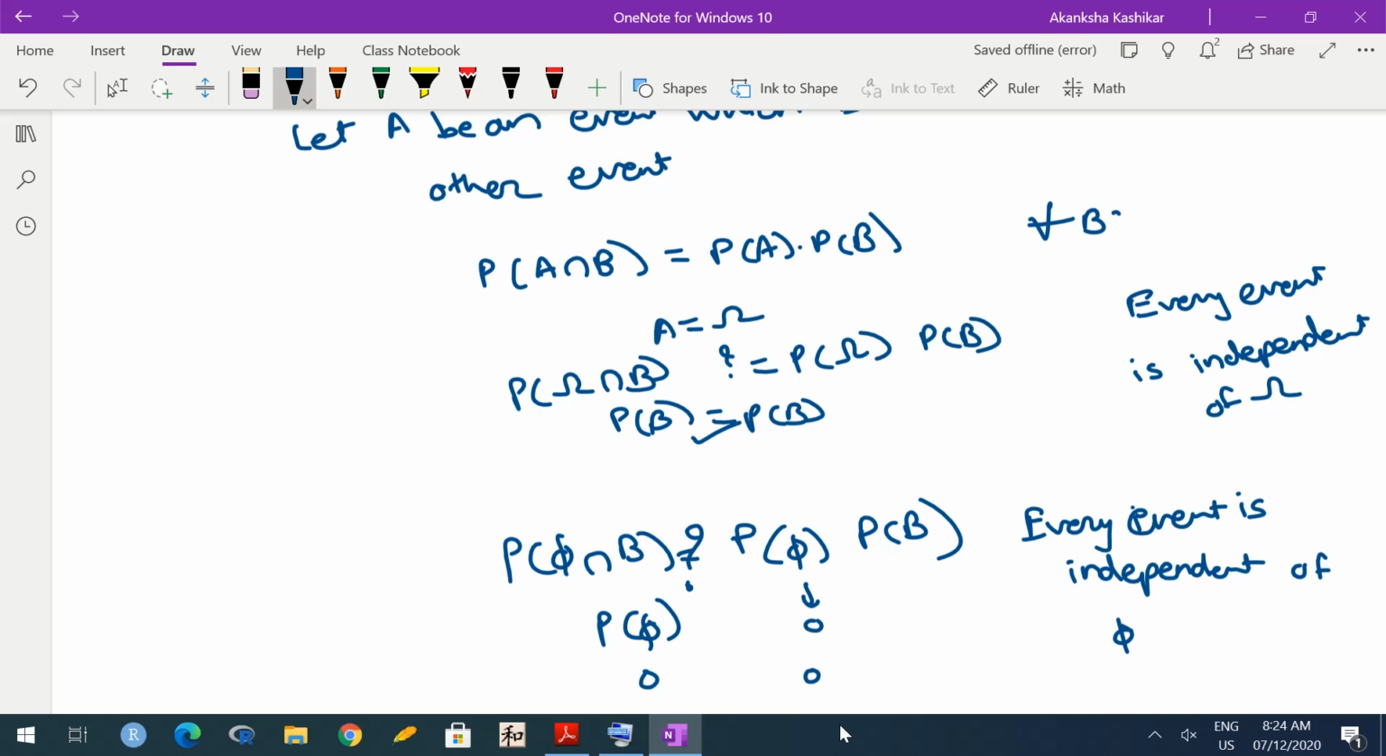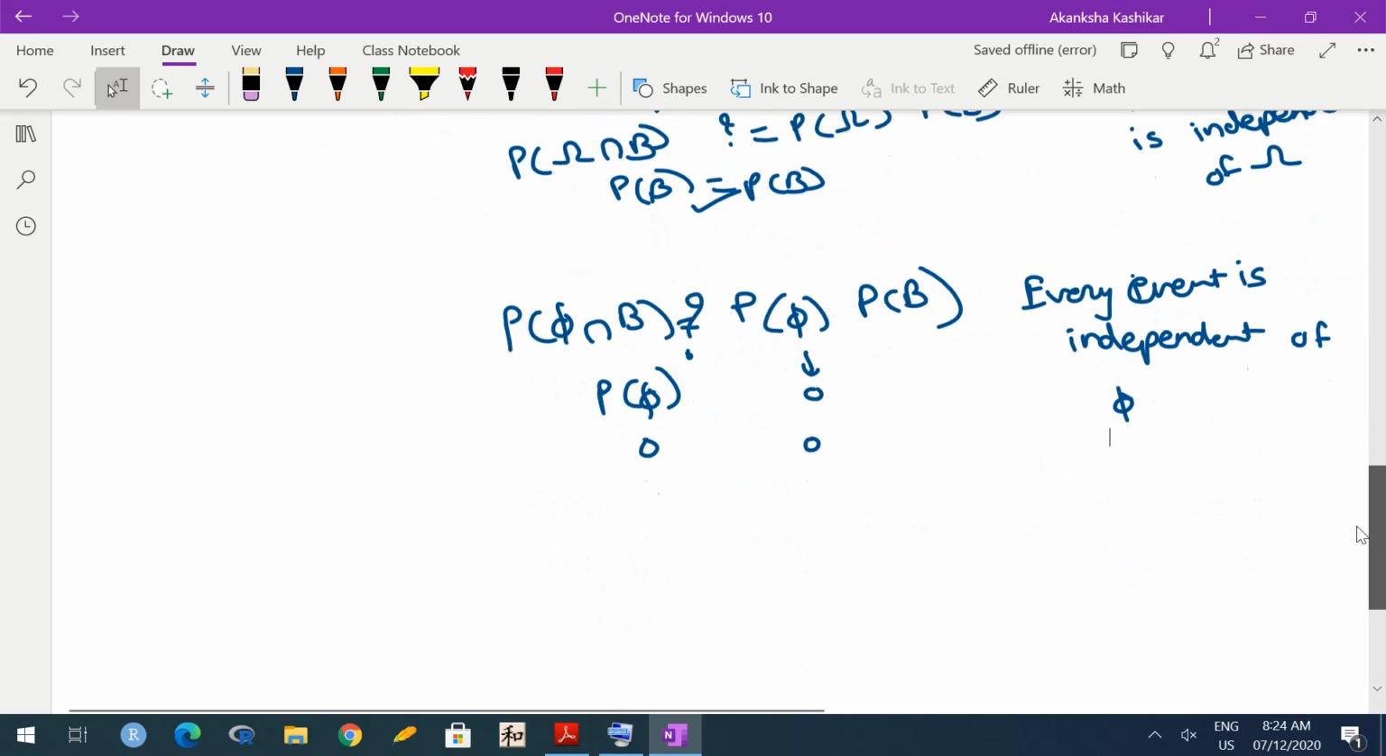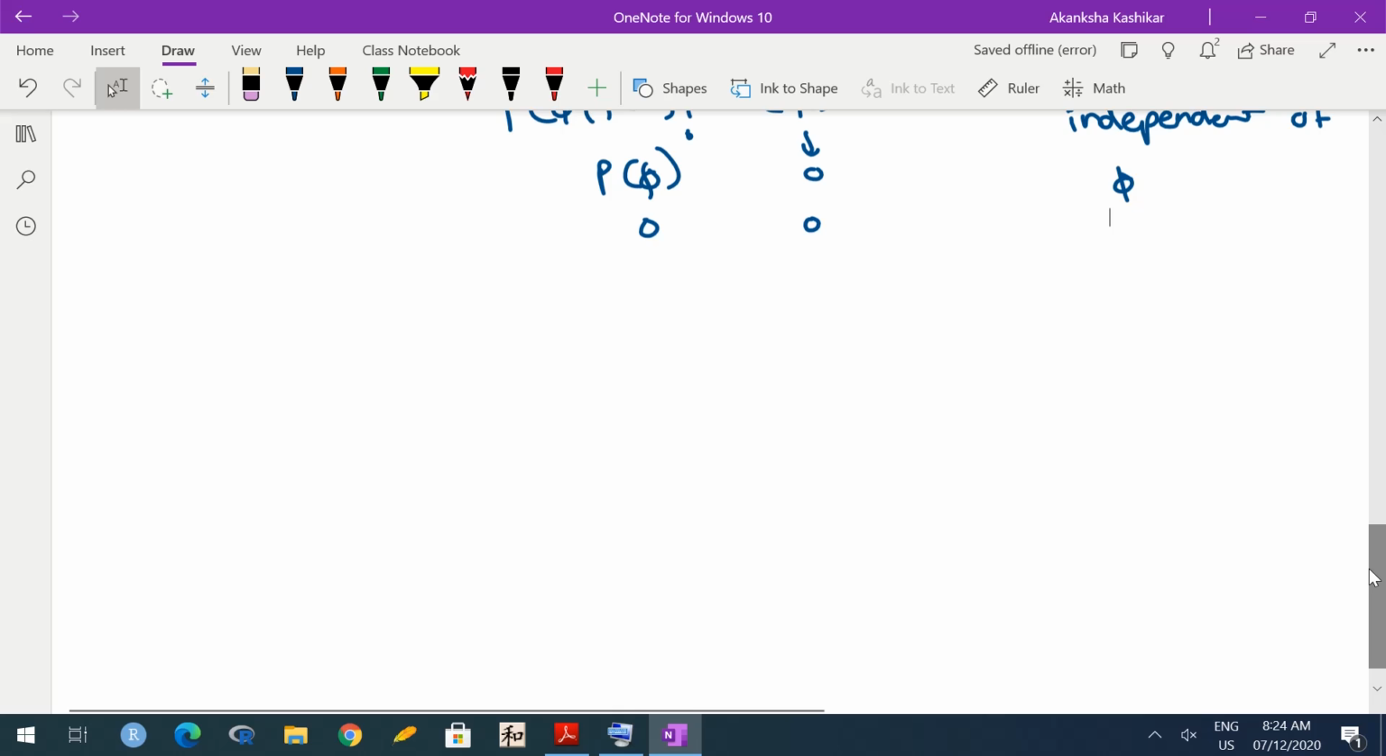Okay, so these are two important results that we have seen. First, an event is independent of itself if and only if it's either an impossible event or a sure event, and an event is independent of every other event if and only if it is either omega or phi.